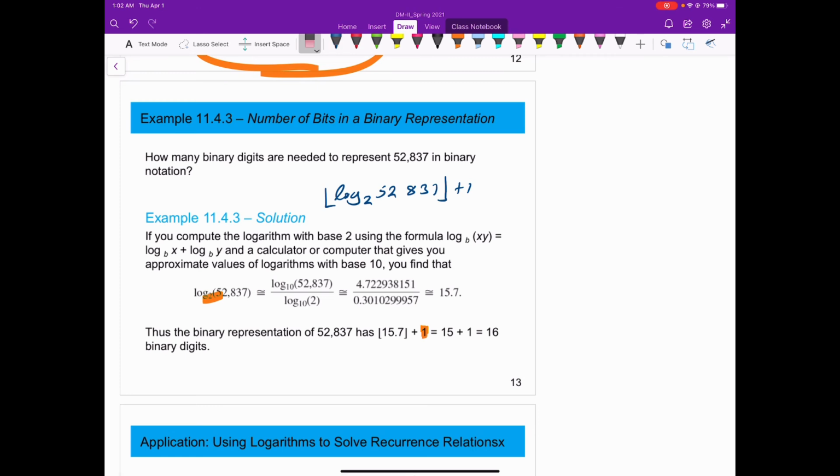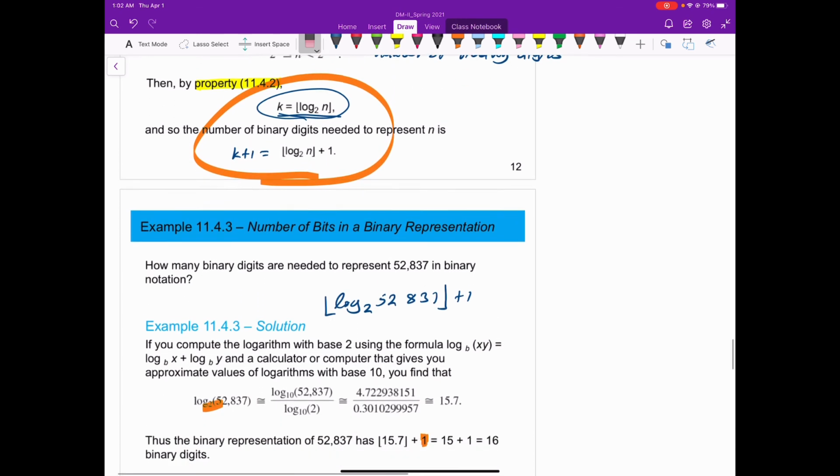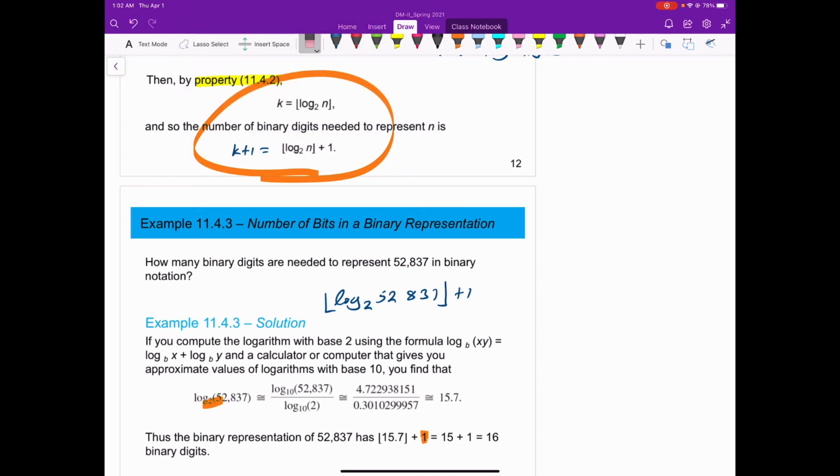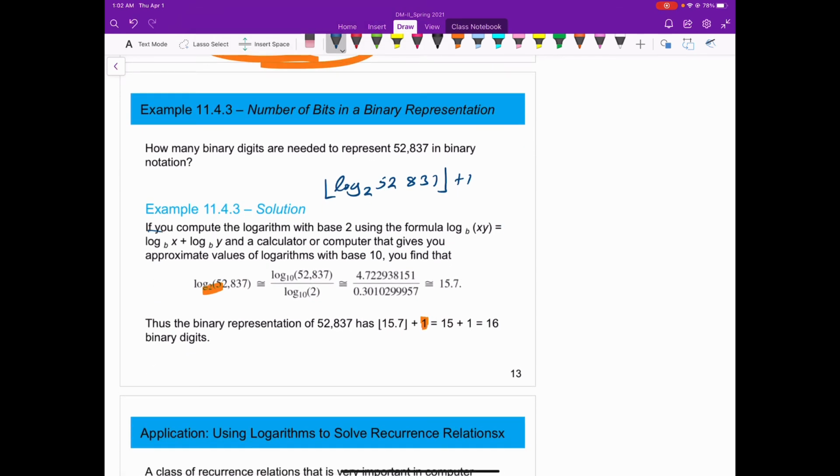But I wrote a little bit extra information for you to understand, and let me read that information. If you compute the logarithm with base 2 using the formula and a calculator or a computer, that gives you approximate values of logarithms with base 10. The thing is, computing logarithms with base 2 is hard, because that is not facilitated by a basic calculator. So you need a scientific calculator for that. But still, you could just do this small modification to compute this value, log to the base 2.